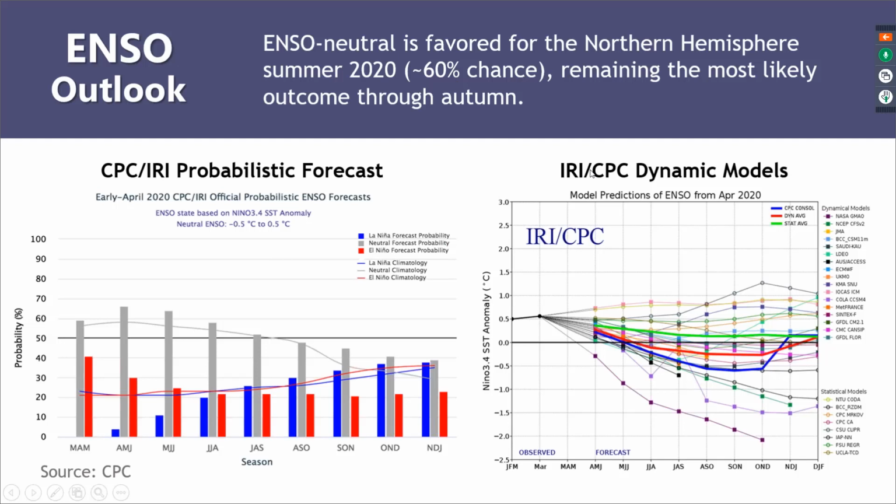And to the right, we have the IRI and CPC dynamic models. These are different models, and we can see the ensemble average in the middle in this green solid line. And they say the same thing, mostly neutral conditions. I mean, they're a little bit all over the place once they get to the fall, but for the most part, they stay close to neutral.